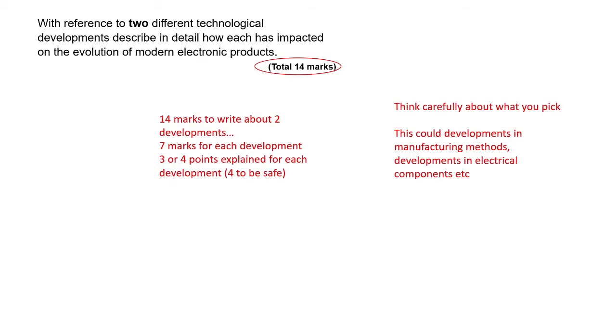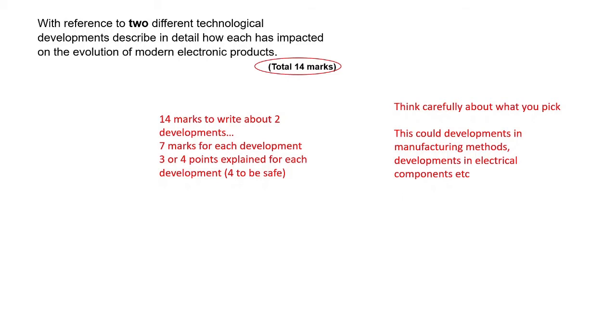So the first one: we've referenced the two different technological developments. Describe in detail how each has impacted on the evolution of modern electronic products. So 40 marks for two things. So basically that's 7 marks for each development, which is 3 or 4 points each with an explanation. Call it 4 just to be safe. Think carefully about what you pick. Obviously it's got to be something you can write 3 or 4 points about.